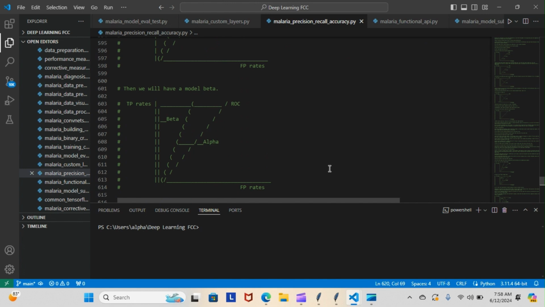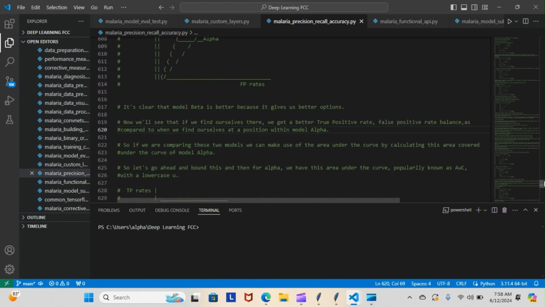It's clear that model beta is better because it gives us better options. If we find ourselves there, we get a better true positive rate, false positive rate balance as compared to when we find ourselves at a position with model alpha.